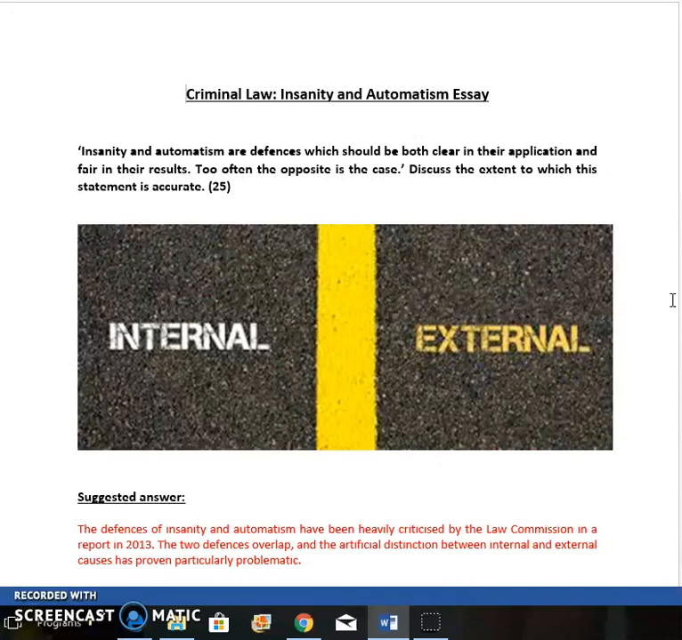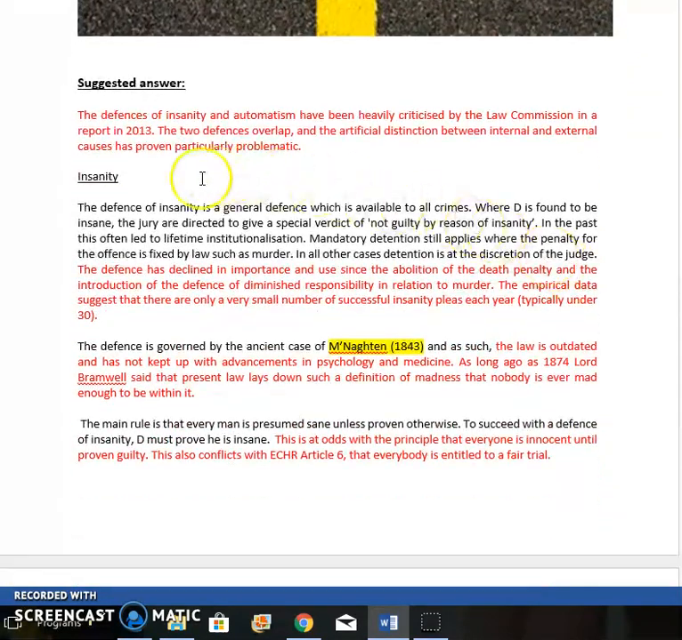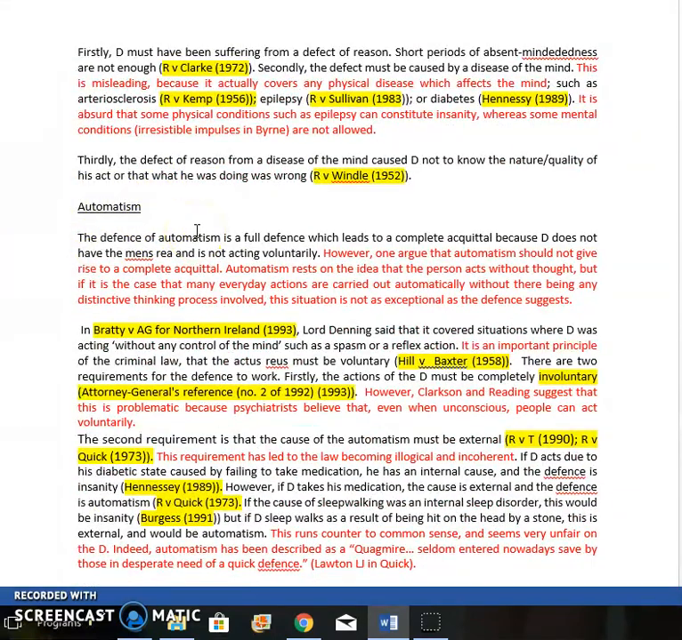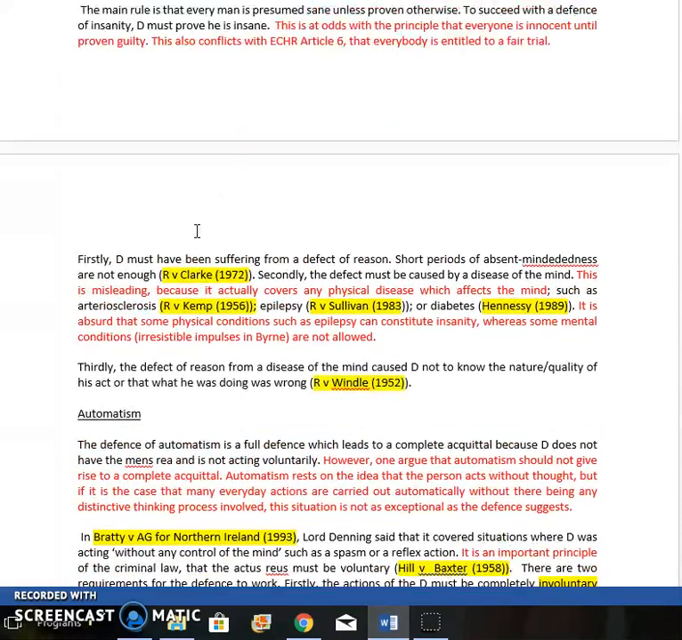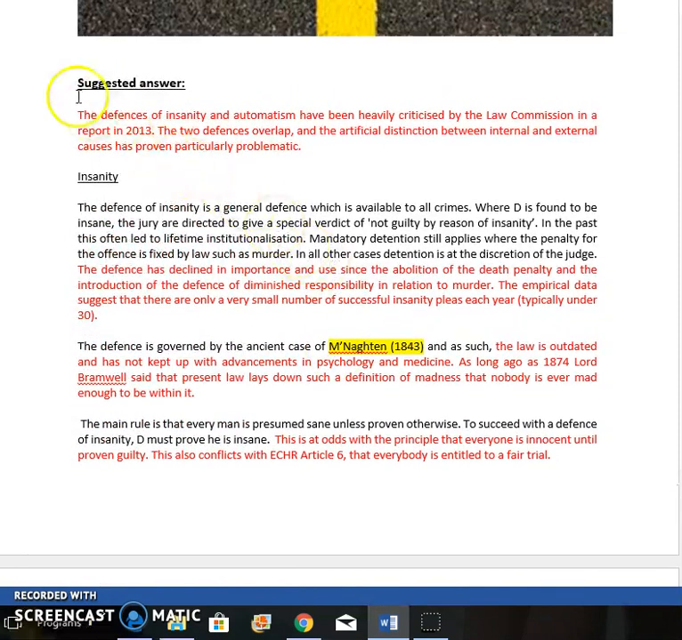So if we scroll down to my suggested answer, I've done my AO1 in black font, my AO2 in red font, and I've highlighted the cases. You'll also notice that I've used subtitles in my essay. You shouldn't do that in the exam, but I've included them in my essay just so that you can follow the structure of my essay more easily.